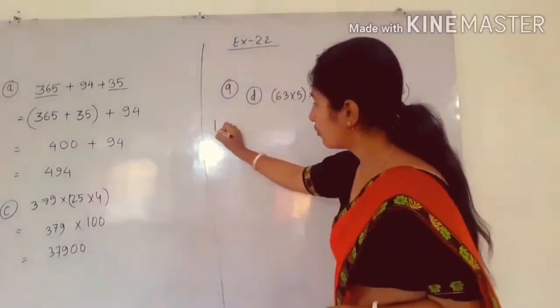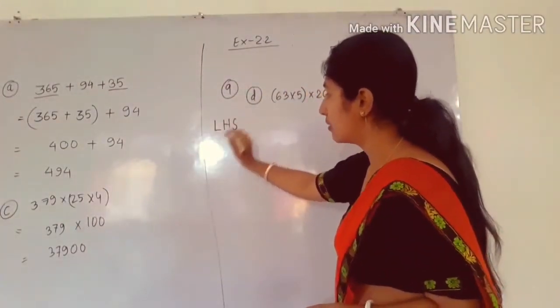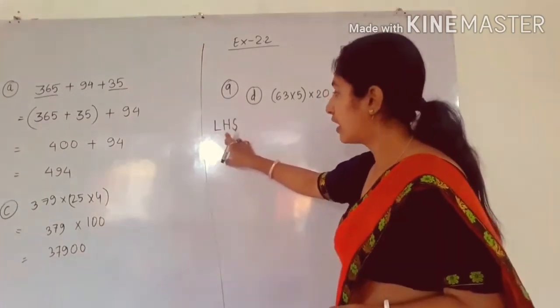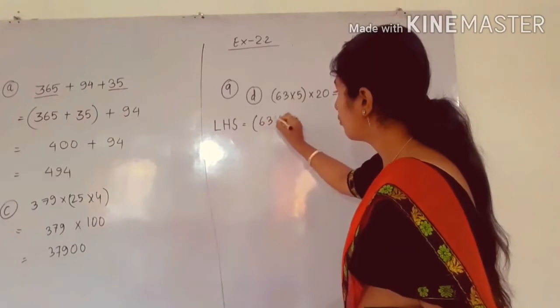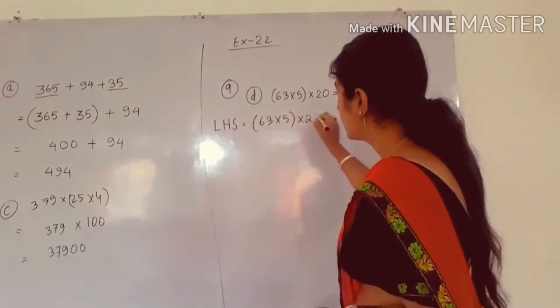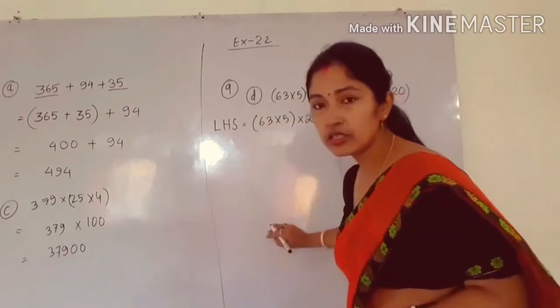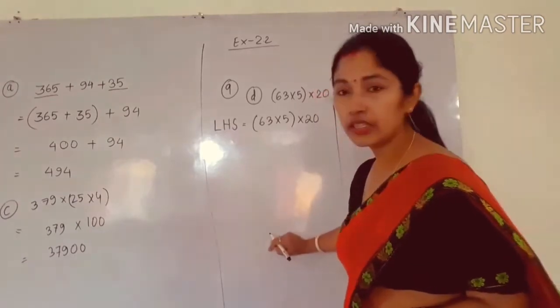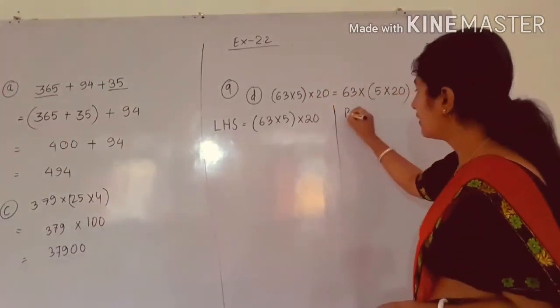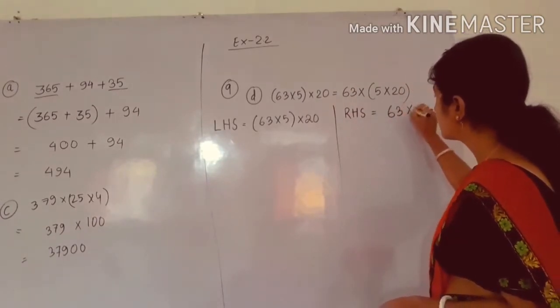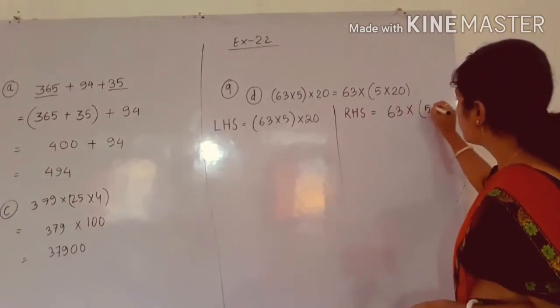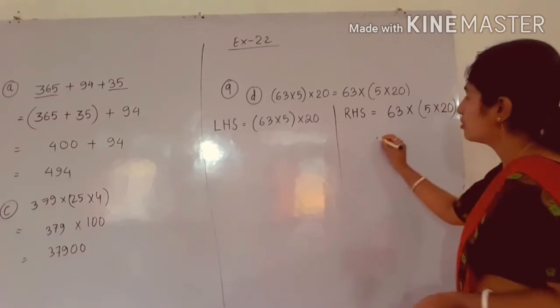So first of all you have to write LHS. The meaning of LHS is left hand side. So you have to write left hand side 63 into 5 into 20. First of all you will solve this. After solving this, you have to start with the RHS. What is RHS? Right hand side. So in right hand side we have 63 into 5 into 20. Then next you will solve this.